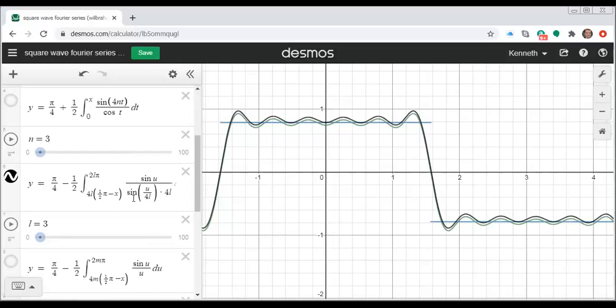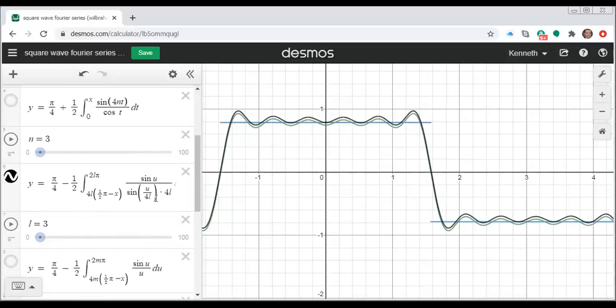And here you can see the integrand, sine u over 4L times 4L. It definitely depends on L. So you might ask yourself, how does this behave as L gets large? And maybe I can do this without referring back to the paper.